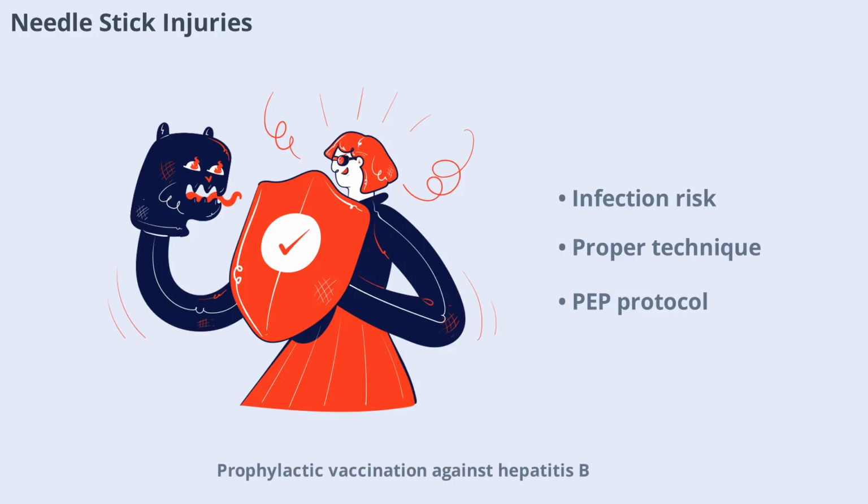Prophylactic vaccination against hepatitis B is recommended for all dental staff. If a needle stick injury occurs, the incident should be reported immediately, and post-exposure prophylaxis, PEP, should be initiated. Remaining calm and following established protocols is crucial for safety.